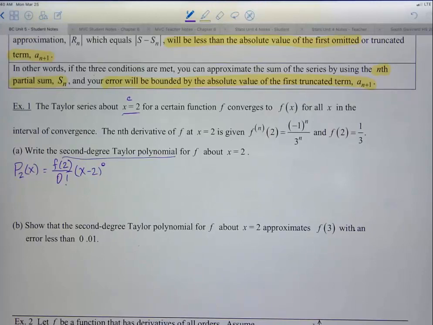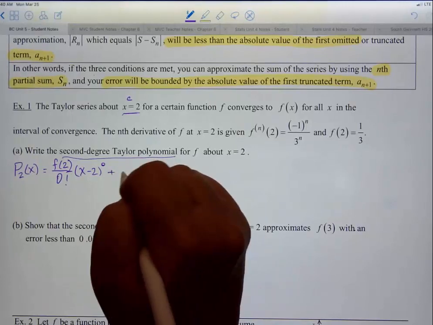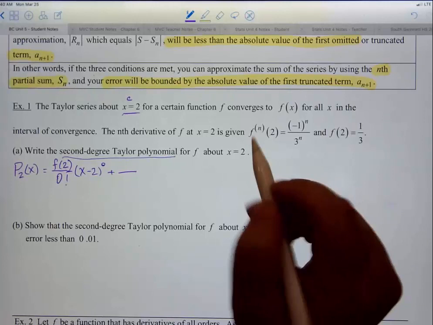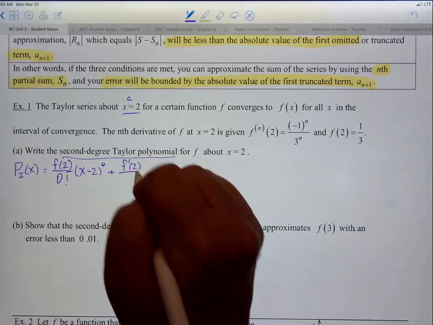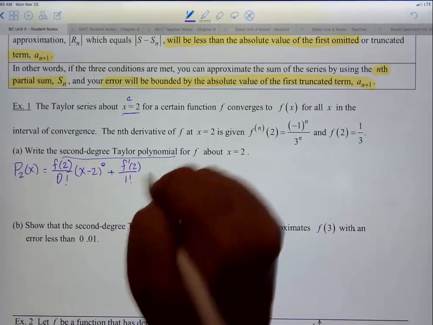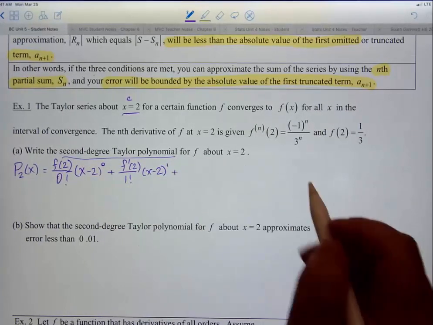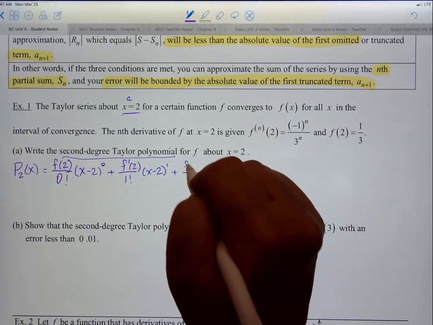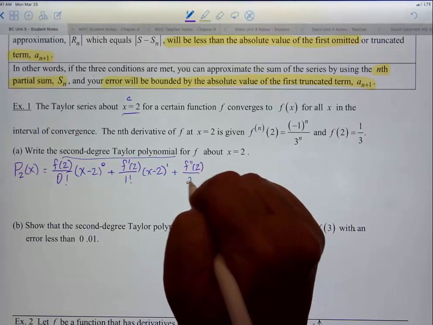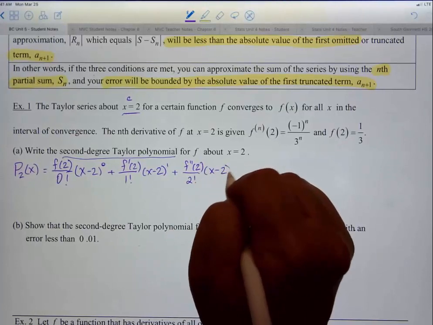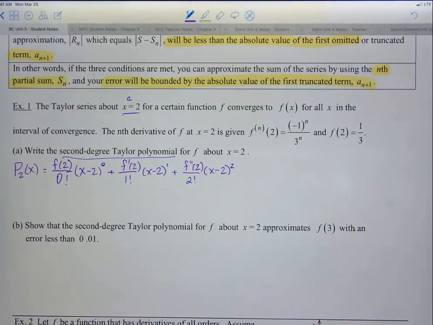So now that I kind of got the ball rolling, do you remember how this works? A little bit? What goes on top of the next fraction? F prime of 2, very good. Over 1 factorial, x minus 2 to the first. Plus, what goes next? F double prime of 2 over 2 factorial, x minus 2 squared. Do I keep going? No, I'm done. Why do I know I'm done? It says second degree. Second degree means stop when you got a squared.